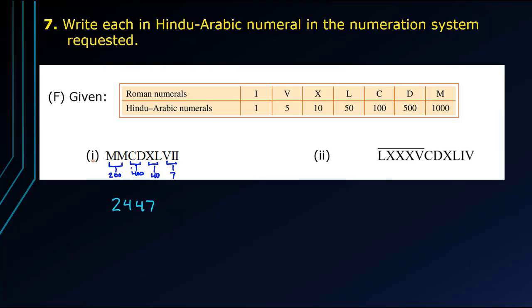So 2,447. For this one here, I have this part underneath the bar. Okay, so this is 50. This is 10, 3 tens, that's 30 more, and that's a 5. So I have 50 plus 35, that's 85. So I have 85,000. CD again is 400, XL is 40, and IV is 4. And so I'm going to have 85,444.